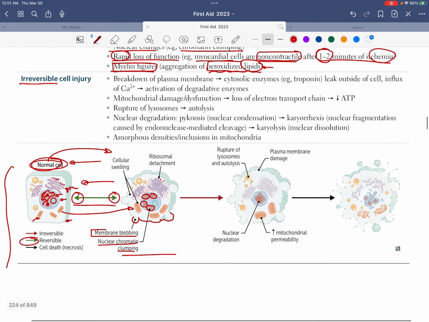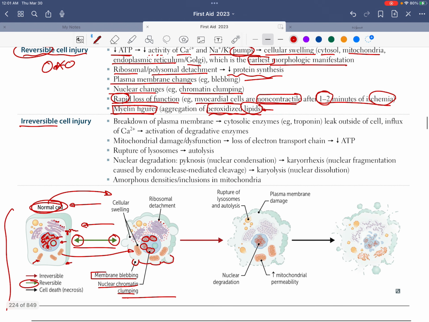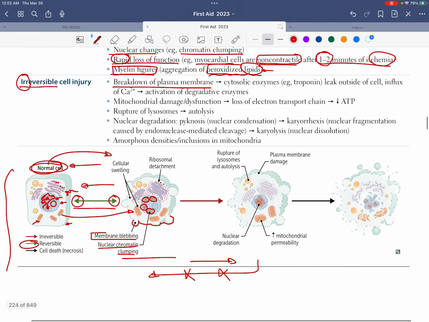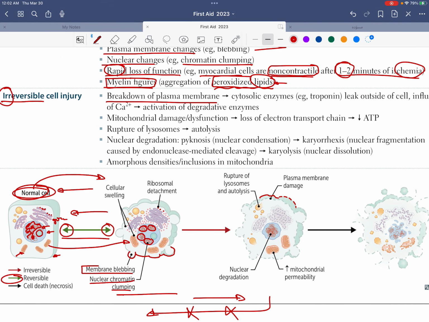Okay, so from now on, if the cellular injury keeps happening, it gets to the part where it does not go back to its normal state anymore. There's no way it can go back to its normal status. So that's the irreversible cell injury. What happens is there's a breakdown of plasma membrane, as we can see over here, that the plasma membrane is not continuous as it's supposed to be, which means it's breaking, so it's leaking to the outside.